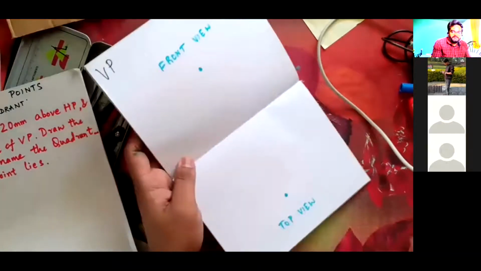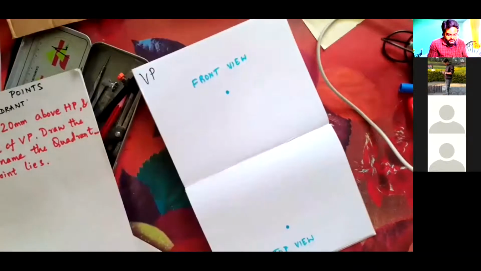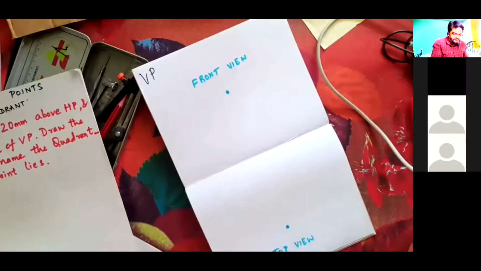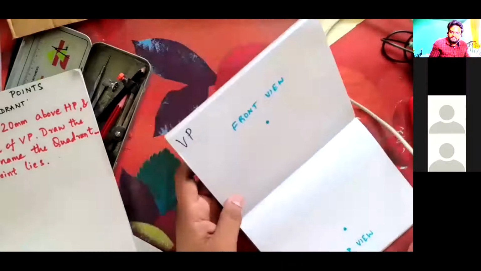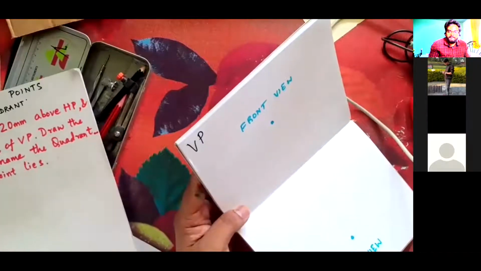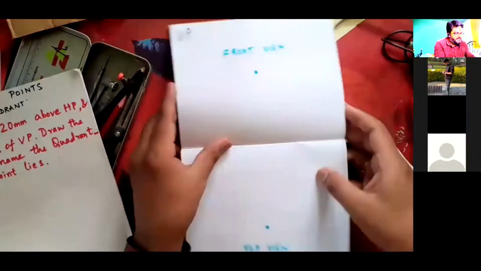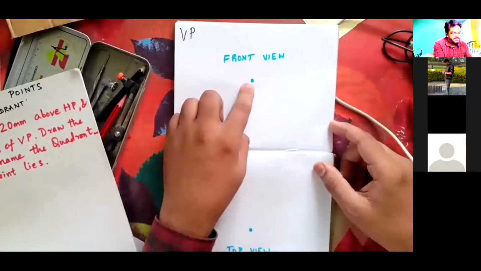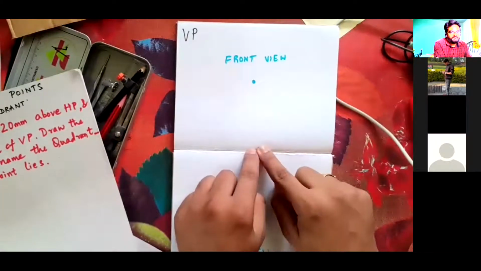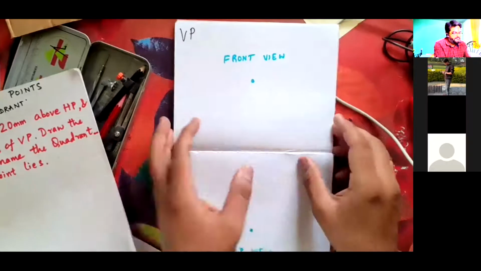Now tell me, what is the distance of the front view from XY line? 20? 30 mm. Others, Pandey? Yes, sir, 30 mm, sir. I am asking, this is a three-dimensional view. I want the distance of the front view from XY line. 20 mm. 20 mm above HP. Yes, sir.